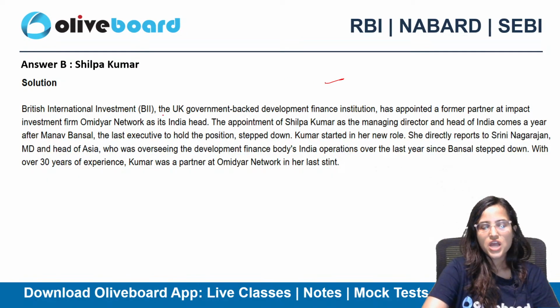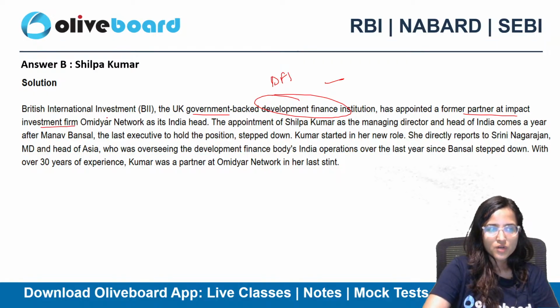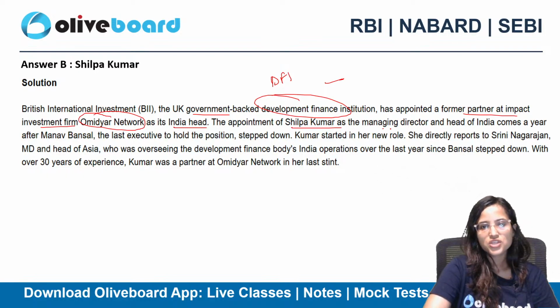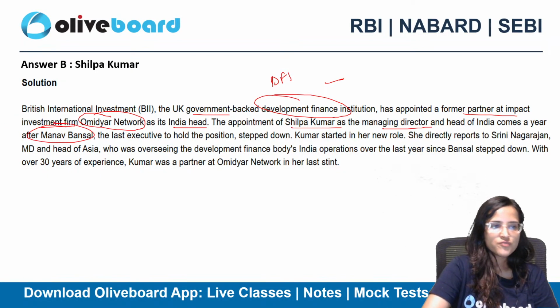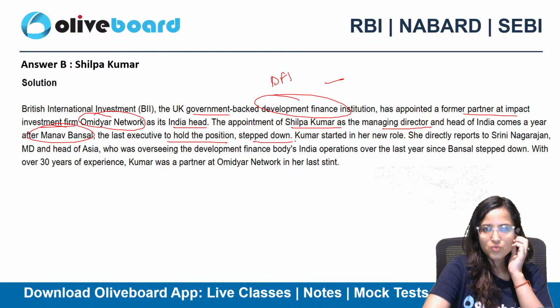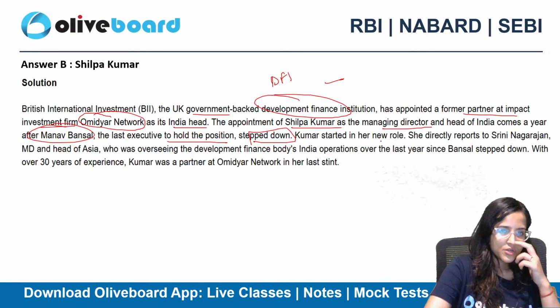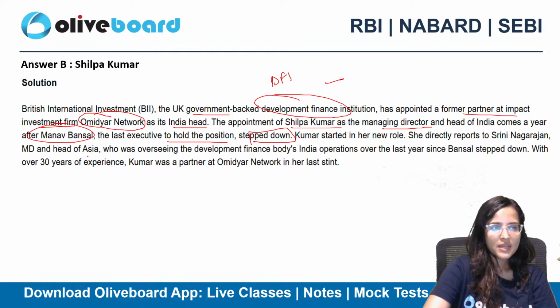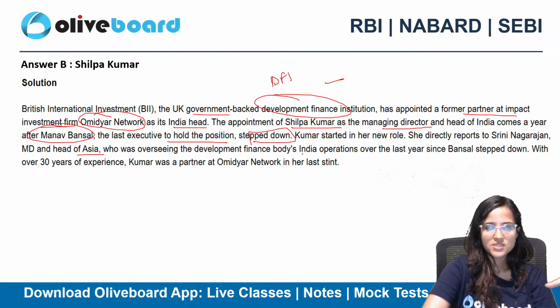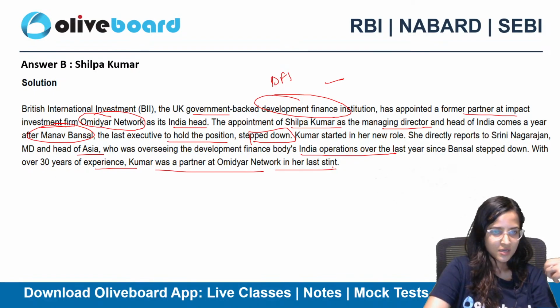So BII, British International Investment, which is a UK government-backed development finance institution, DFI, has appointed a former partner at impact investment firm Omidyar Network as its India head. The appointment of Shilpa Kumar as the managing director and head of India comes a year after Manav Bansal, the last executive to hold the position, stepped down. Kumar started in her new role. She directly reports to Srini Nagarajan, MD and head of Asia, who was overseeing the development finance body's India operations over the last year since Bansal stepped down. With over 13 years of experience, Kumar was a partner at Omidyar Network in her last stint.